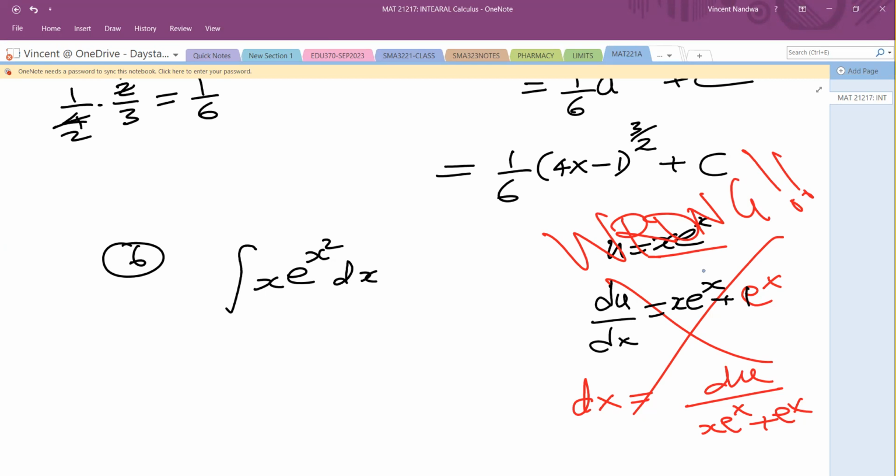But that's not the obvious choice. I'm not sure. That's what I want you to tell me. And please remember, what you are choosing to be u should be something that you can differentiate and is going to reduce the problem into a very simpler form, into a very simpler integral to evaluate.